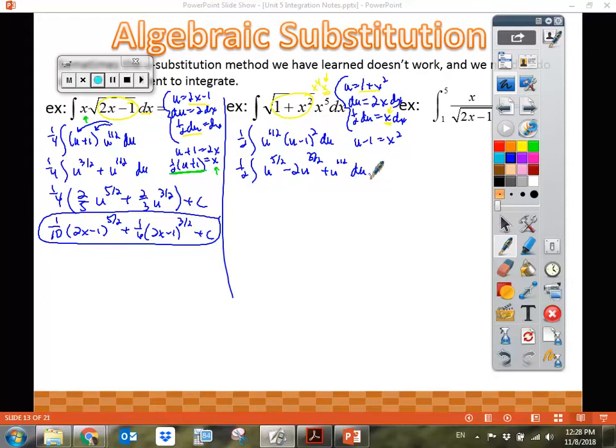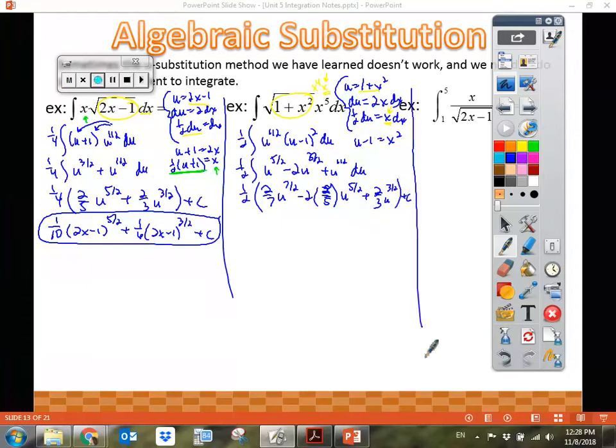Right. So now let's integrate. So we have 1/2 times the integral of u to the 5/2 is 2/7 u to the 7/2 minus 2 times. The integral of u to the 3/2 is 2/5 u to the 5/2 plus the integral of u to the 1/2, we add 1 to 1/2, get 3/2, so 2/3 u to the 3/2 plus c. Okay?